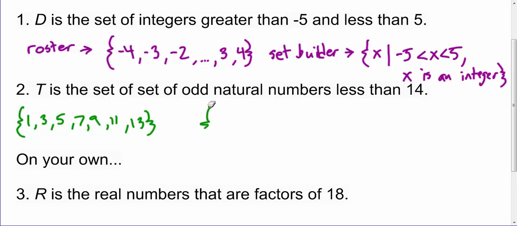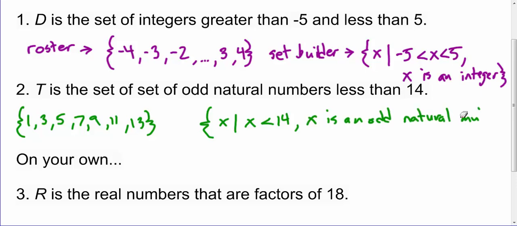For set builder notation, we would say x such that x is less than 14, and we could also say x is an odd natural number. So set builder at times requires us to use some words. It's not just mathematical notation. All right, why don't you give number 3 a shot on your own. So pause the video, do number 3, and then see how your answer compares to mine.